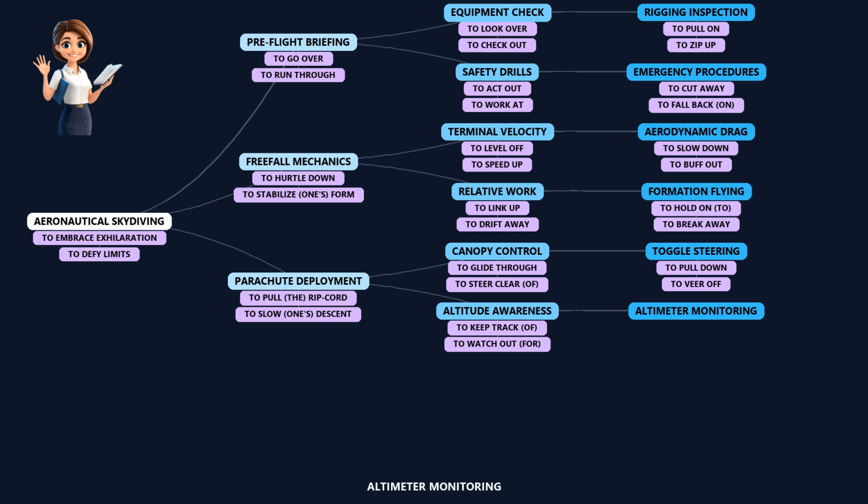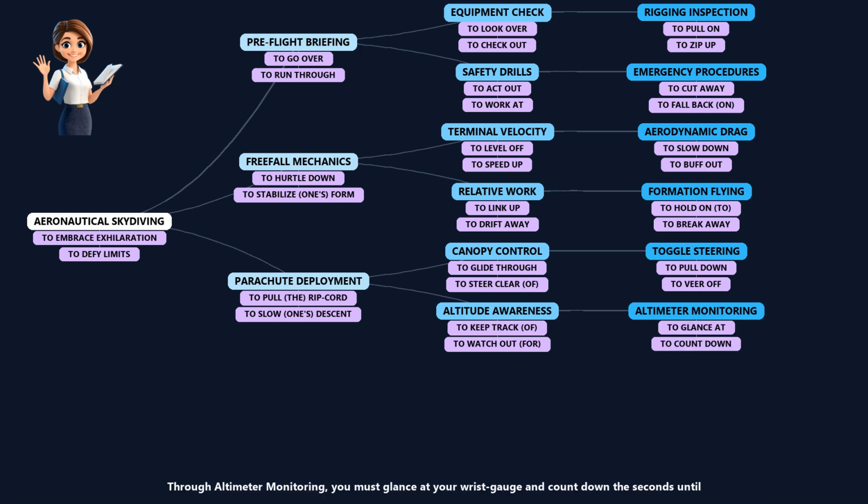Altimeter monitoring. Through altimeter monitoring, you must glance at your wrist gauge and count down the seconds until you open. This means looking at your clock tool to know exactly when it is time to pull the handle.